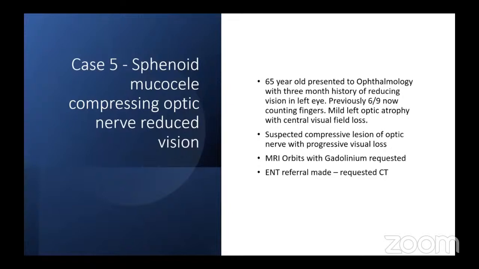Next patient, sphenoid mucocele compressing the optic nerve, with reduced vision. This is a 65-year-old who presented to ophthalmology with a 3-month history of reducing vision in the left eye. Clinically, this was suspected as a compressive lesion of the optic nerve with progressive visual loss. MRI orbits were requested by them, and she was found to have a sphenoid mucocele compressing the optic nerve. Therefore, ENT referral was made.